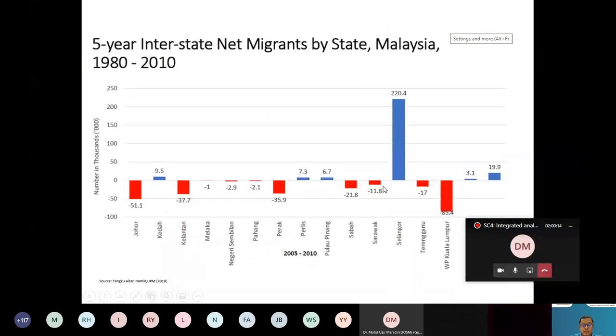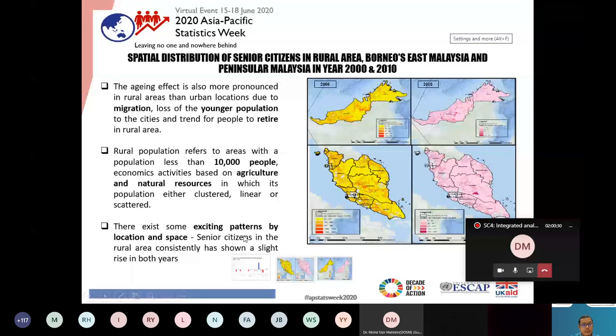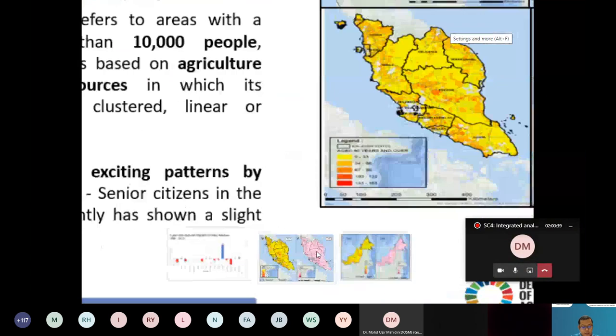Here is the 5-year interstate net migrants by state, Malaysia, from 1980 to 2010. As we can see here, the blue bar means people moving in from a different state, and the red bar means people moving out from their origin state. There exist some interesting patterns by location and space. Senior citizens in the rural area consistently have shown a slight rise in both years.